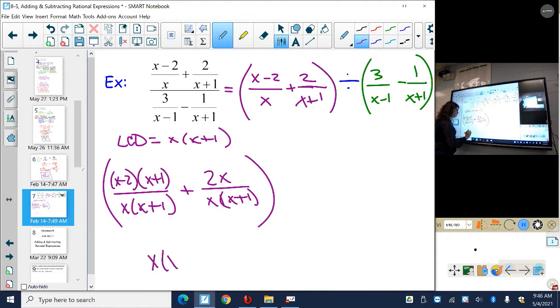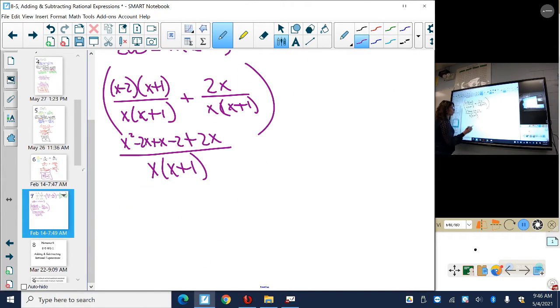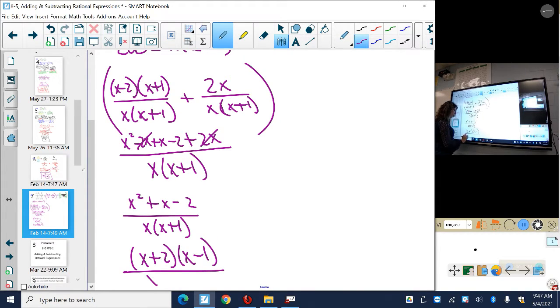So I'm going to write this as one big fraction, and I'm going to FOIL this. X squared minus 2x plus x minus 2 plus 2x. Again, I'm going to keep on going with this problem, combining like terms. Those cancel out, and I'm left with an x squared plus an x minus a 2 over x times x plus 1. Keep going, I'm going to factor this into two binomials. X plus 2 times x minus 1 all over an x times an x plus 1.